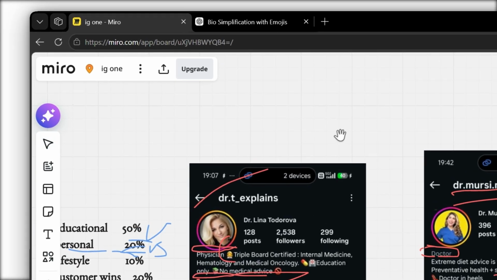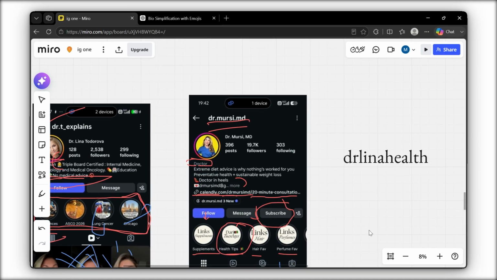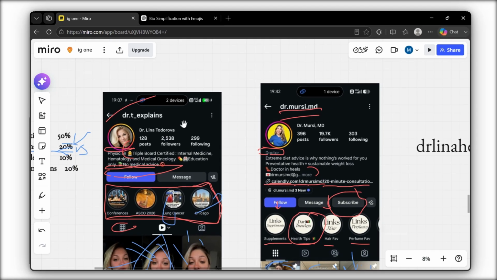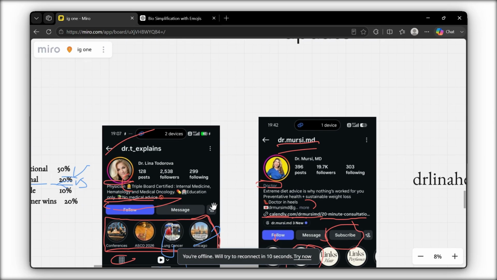Some good usernames are Dr. Lina Health, Dr. Lina Advice, or something like Dr. Lina Todorova, something like her name also, right? Because this is very hard to search. It won't appear in feed automatically. You have to keep searching all of that.